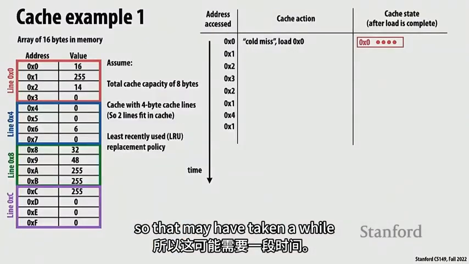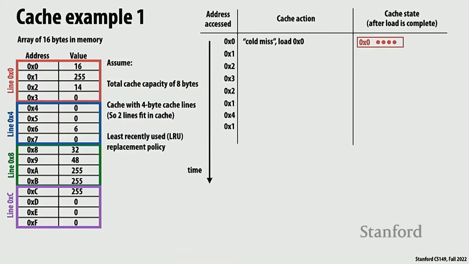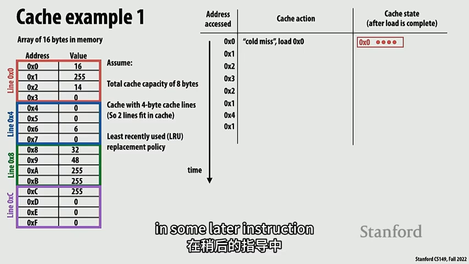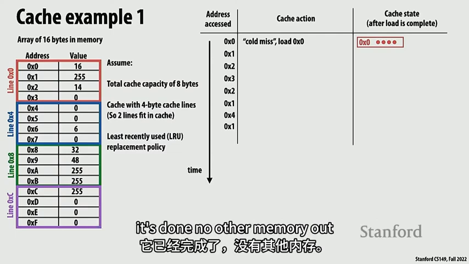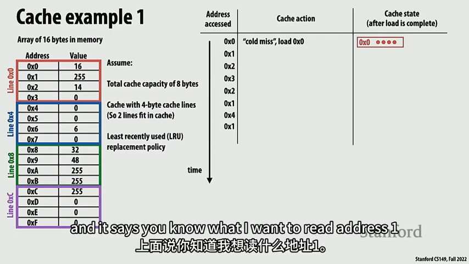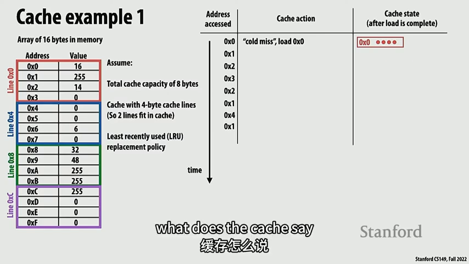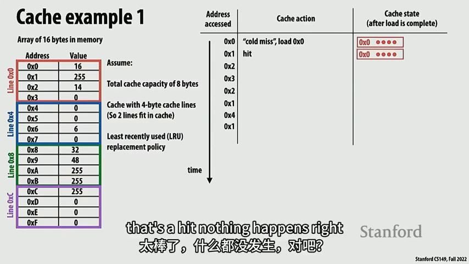So that may have taken a while. There might be some real latency in that operation. Now, what happens when the processor says, in some later instruction, sometime later in the program, the cache hasn't changed, nothing's changed, it's done no other memory, and it says, you know what, I want to read address 1. What does the cache say? Yeah, it says, I got address 1, that's a hit, nothing happens, right?